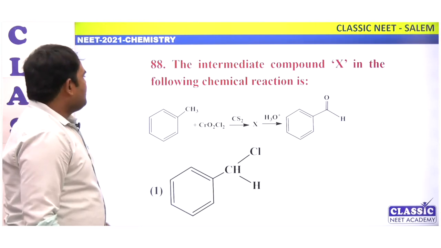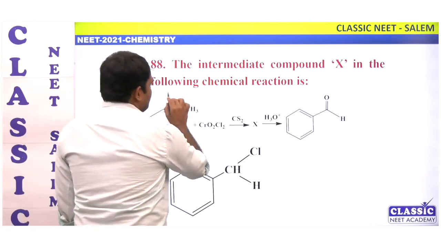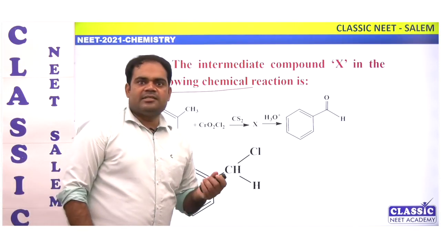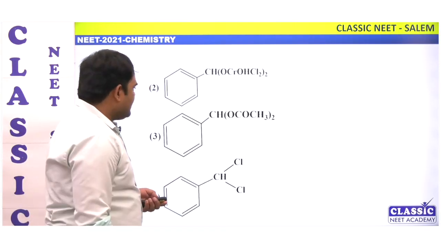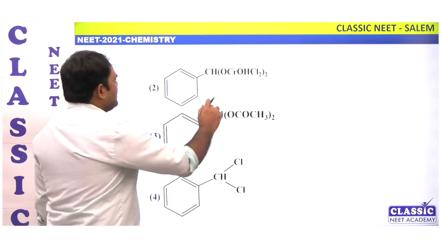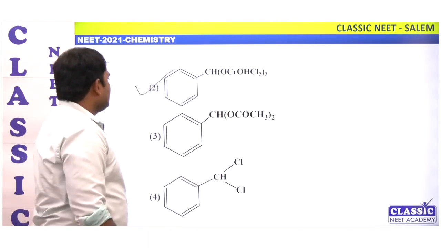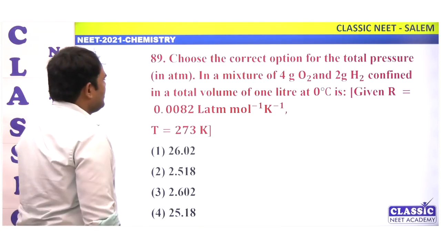The intermediate compound in the following chemical reaction is that. So look, what is the name of that reaction? That is our Etard reaction. In that Etard reaction, this thing is forming as an intermediate. So the second one is our correct answer.